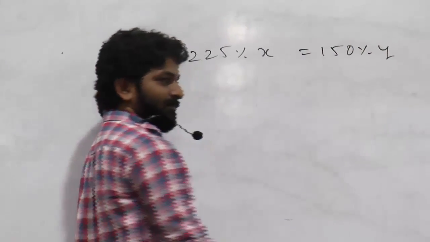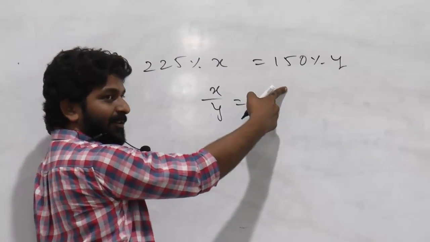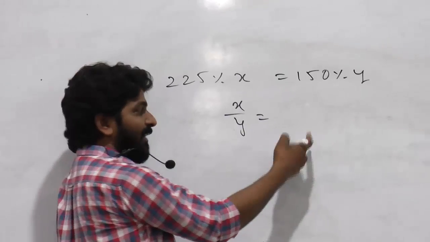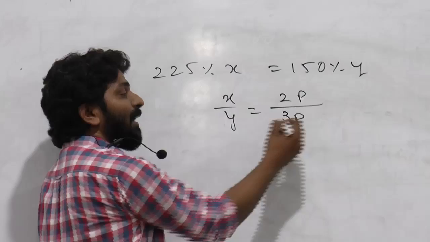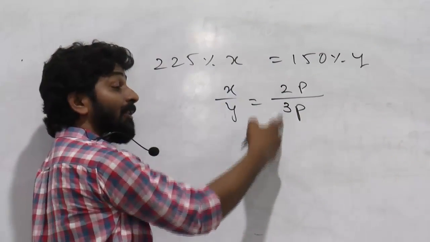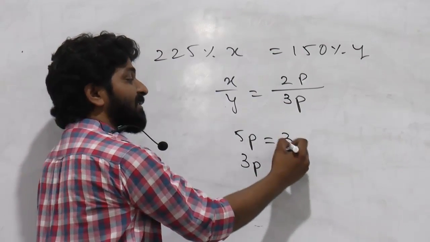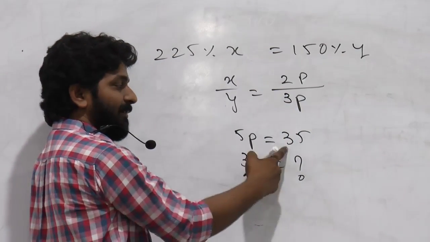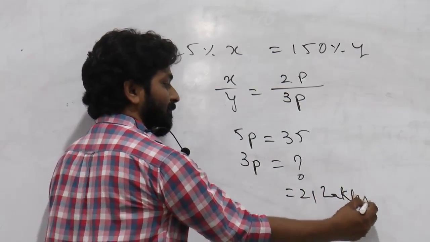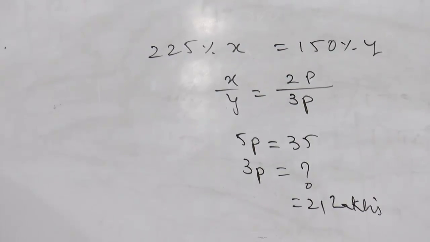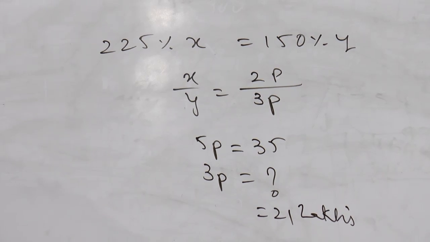And both the amounts are same. So X by Y is equal to 150 by 225, cancellation with 75. The numerator is 2 times and the denominator is 3 times. So 2 parts for younger one, 3 parts for elder one. Total 5 parts. And the elder receives 3 parts. 5 parts is 35, 3 parts is how much? 5 7 times, 3 7s 21 lakhs. So elder will receive 21 lakhs.